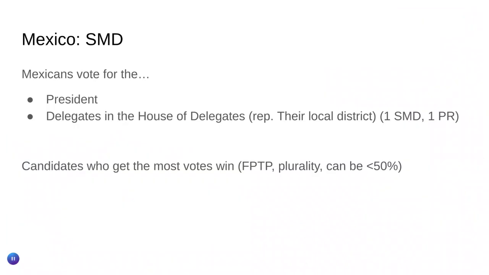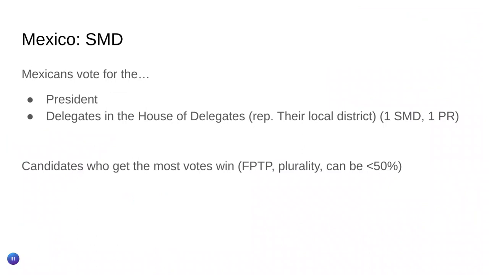In Mexico, they use SMD as well as proportional representation. So let's start with the SMD side. Mexicans vote for their president in an SMD election, and they vote for delegates in the House of Delegates. That's the lower chamber of their bicameral legislature. So they vote for their district where they live, and then they vote proportional representation, but we'll deal with that later.